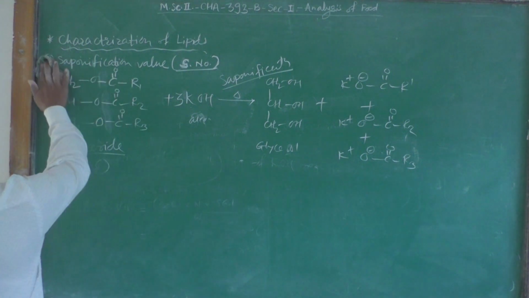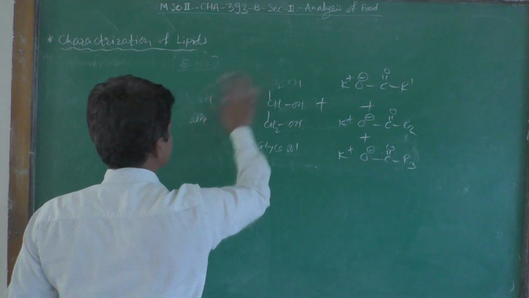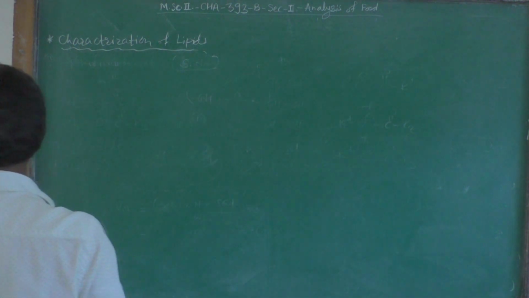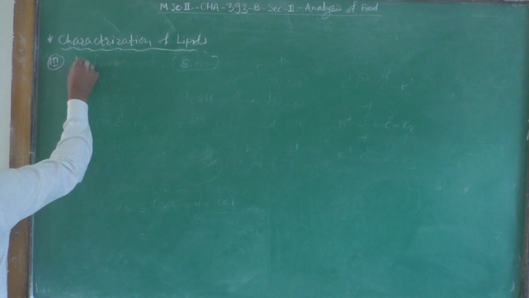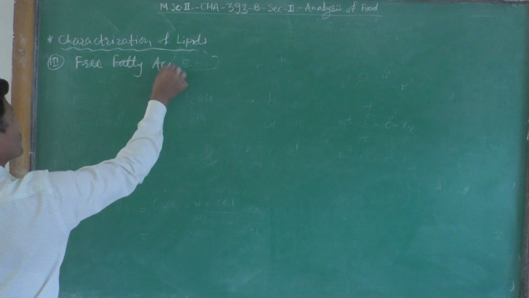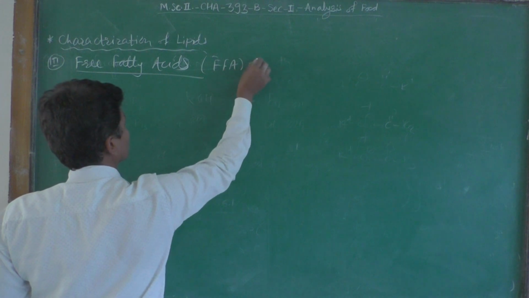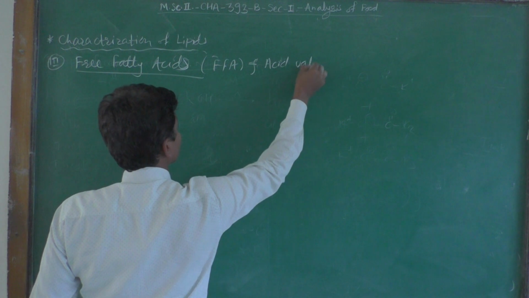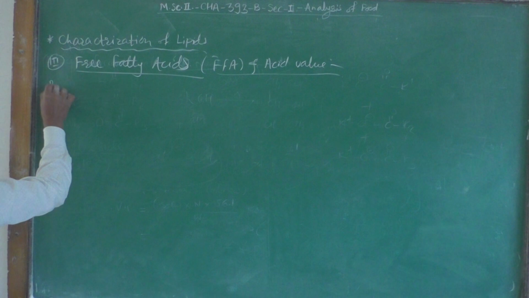Now the next characterization is the acid value, or free fatty acids. Free fatty acids are designated by FFA, free fatty acids, and acid value. Okay, so the principle.